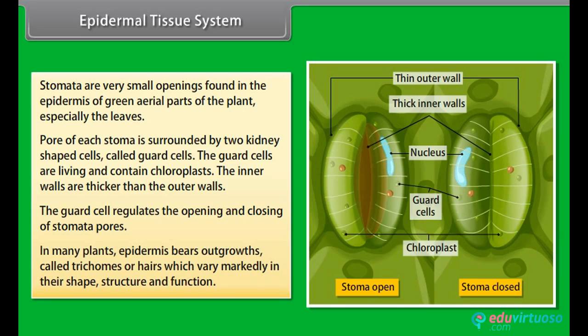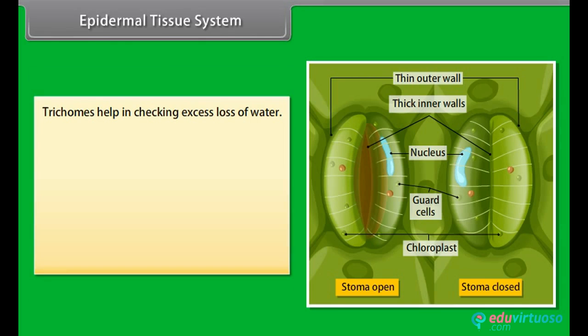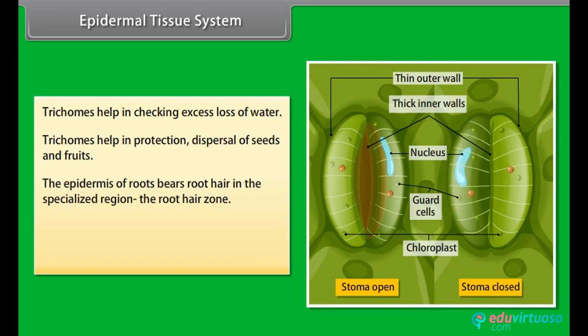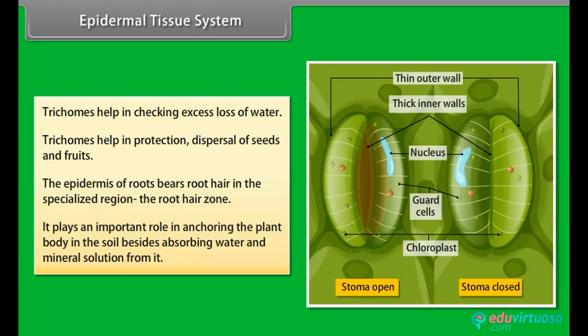In many plants, the epidermis bears outgrowths called trichomes or hairs which vary markedly in their shape, structure and function. Trichomes help in checking excess loss of water. Trichomes help in protection, and dispersal of seeds and fruits. The epidermis of roots bears root hairs in the specialized region, the root hair zone. It plays an important role in anchoring the plant body in the soil besides absorbing water and mineral solution from it. The ground tissue system.